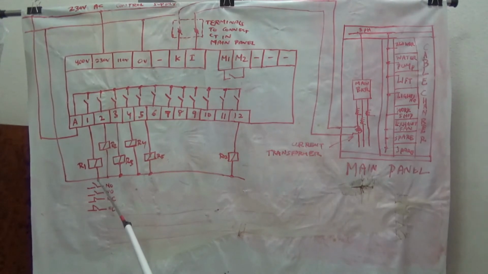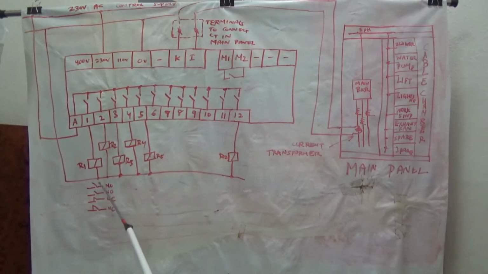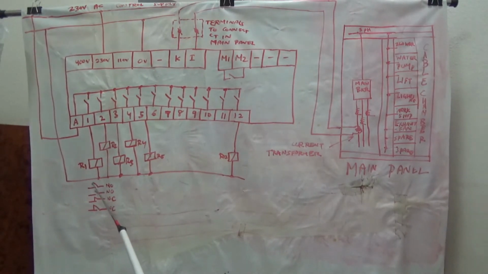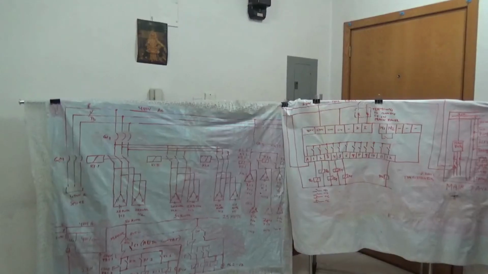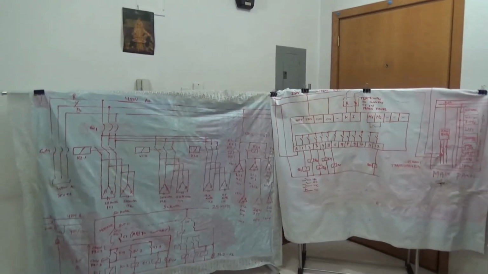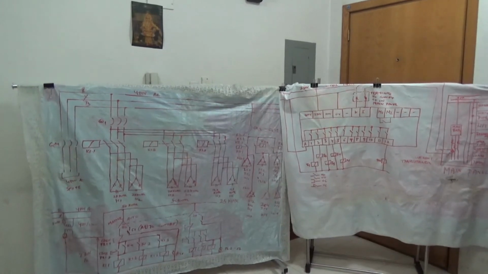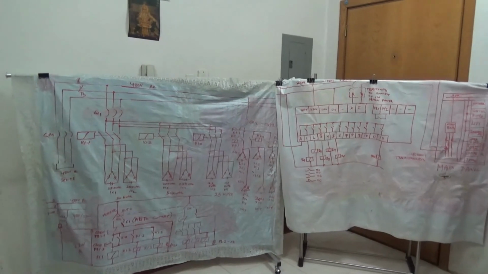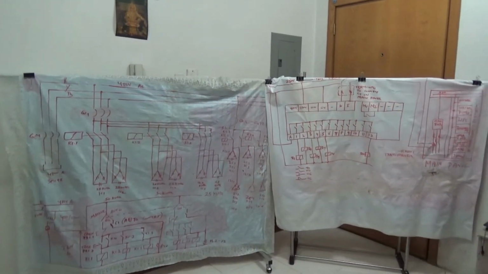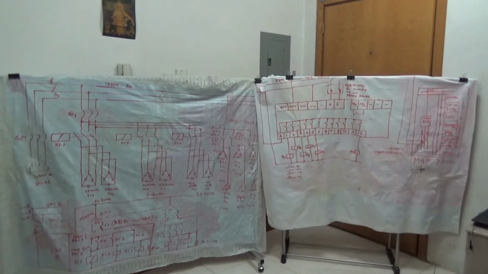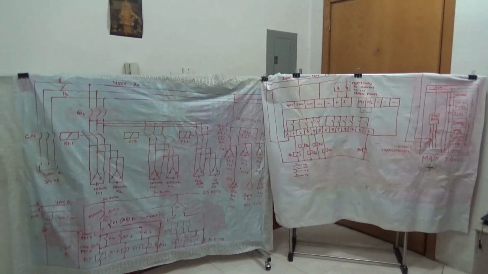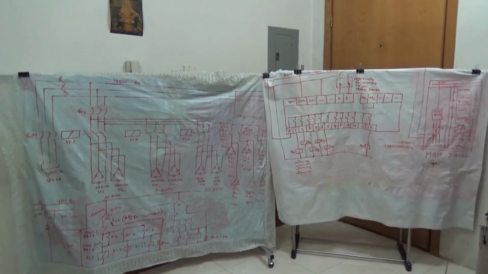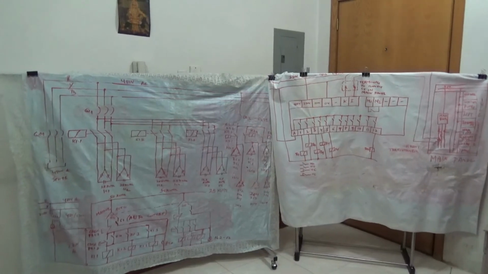Now in the next topic we will see the use of reactors, detuned reactors. So this is the overview of our system. The left side upper portion is the power diagram, the lower side is the control diagram, the right side is the controller diagram, and the extreme right side is the main panel. In the next topic we will discuss the detuned reactors and the creation of the bill of material for this panel.